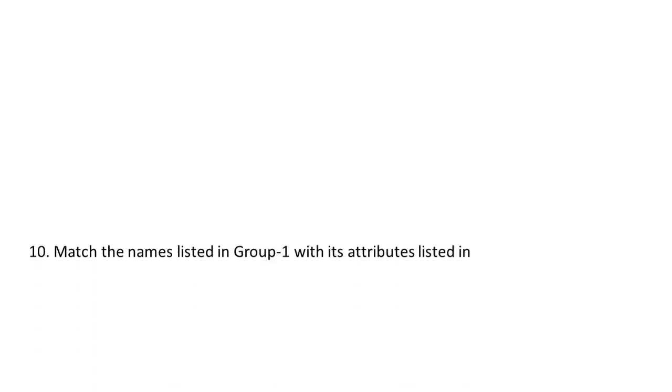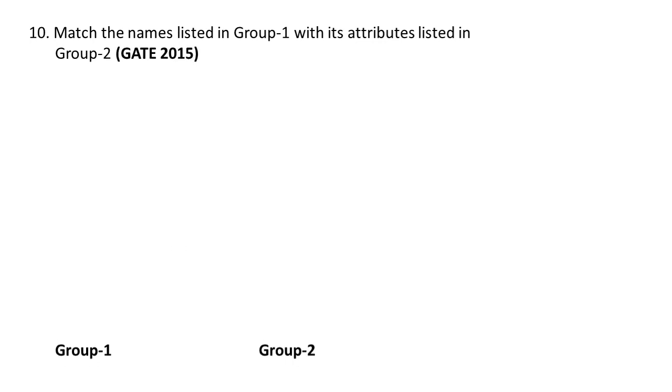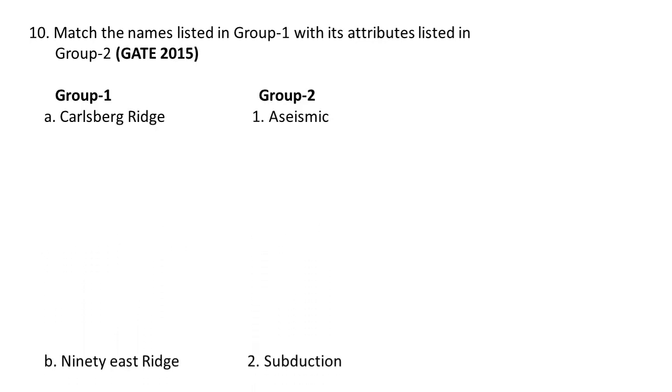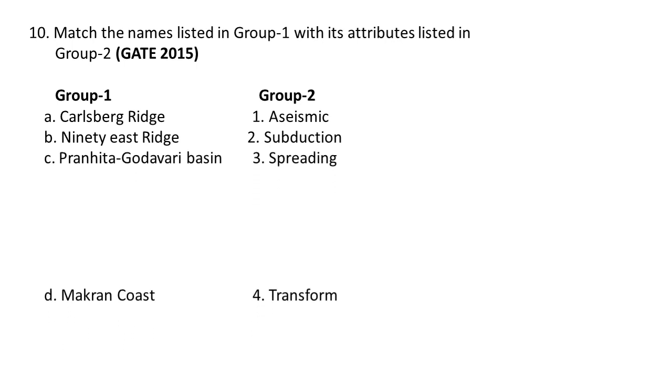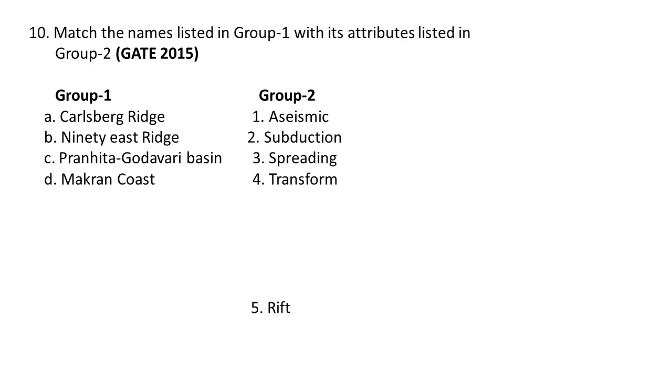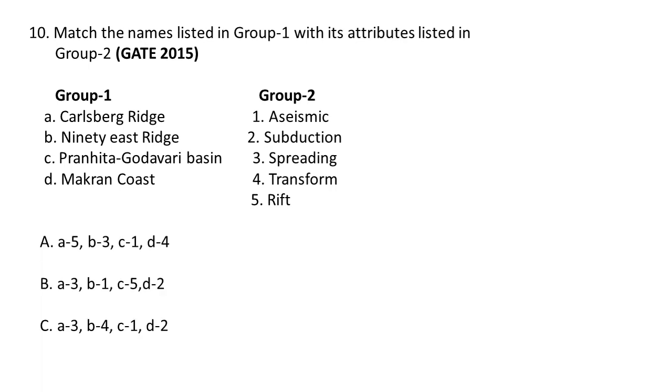Next question. Match the names listed in group 1 with the attributes listed in group 2. In group 1, there are Carlsberg Ridge, 90 degrees east ridge, Pranhita Godavari Basin, and Makran Coast. In group 2, aseismic, subduction, spreading, transform, rift are given. So the choices given are A. A5, B3, C1, D4. B. A3, B1, C5, D2. C. A3, B4, C1, D2. D. A1, B3, C5, D4. So by carefully observing, we have to match this and the correct option goes as B.